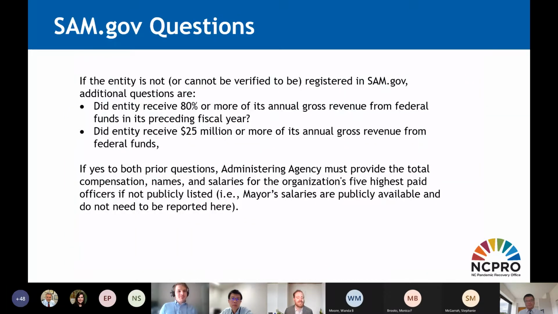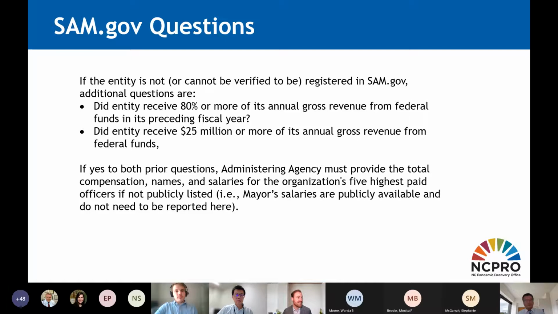So for the SAM.gov questions, this has come up before. If the entity is not registered in SAM.gov, or you cannot verify, or they cannot verify whether they're registered in SAM.gov, that is fine. There are just some follow-up questions. So you have to answer no, and then the 2 follow-up questions are related to that entity's revenue from federal sources, federal monies over the previous fiscal year.